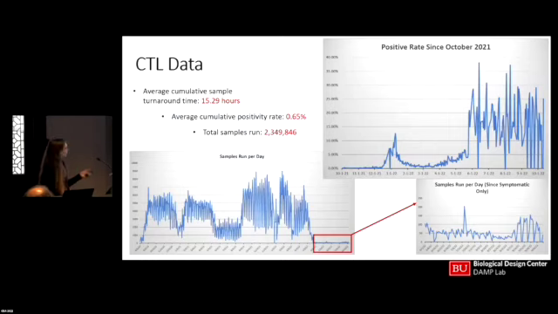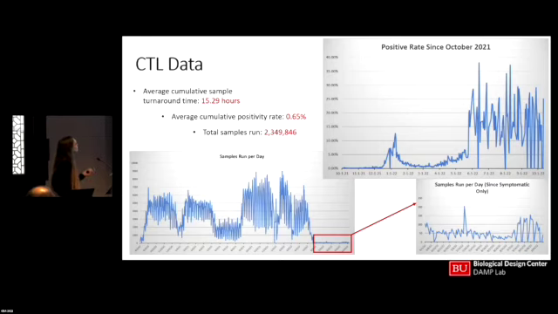And so this is some data that I compiled from the clinical testing lab. Average cumulative sample turnaround time was around 15.29 hours. Anyone that has gotten a COVID test anywhere else knows that's not bad. It's taken me days sometimes to get COVID tests back. So it was very good, and it enabled the university to stay on top of any outbreaks or any potential breakouts that were happening on campus. Average cumulative positivity rate was 0.65%, which isn't really too high compared to the average globally.